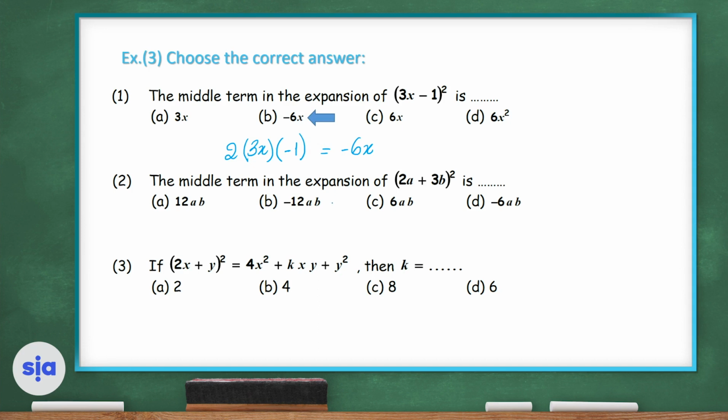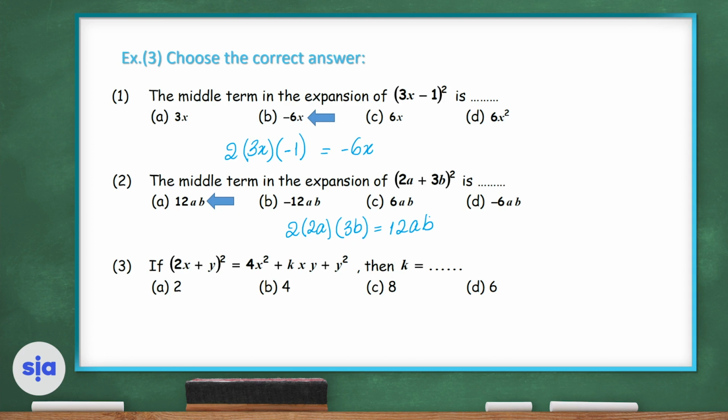What's the middle term in question number 2? It's 2 times the first times the second. 2 times 2 times 3, that's a 12, and then A times B. So the right answer here is choice A.